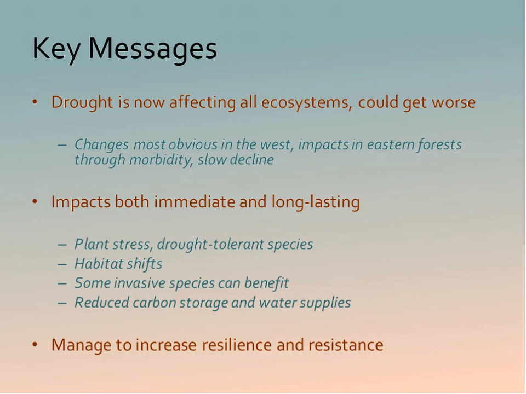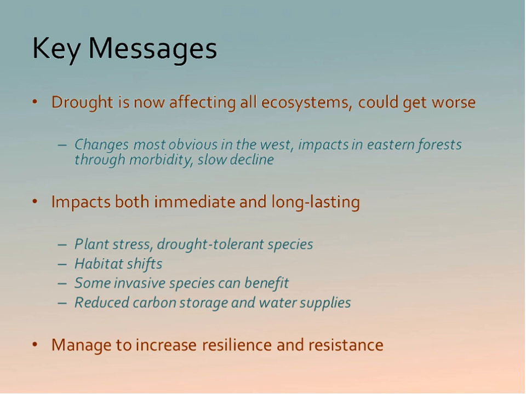So to finish up for the presentation, I'll return to the key messages that Jim gave us at the beginning. Drought is now affecting all ecosystems, and it could get worse in some key ways. Temperature impacts, for instance, were brought up. Changes so far have been most obvious in the west. Impacts in the eastern forest may occur through morbidity and slow decline. Could be a very different way that drought affects those forests and how that drought changes in the future.